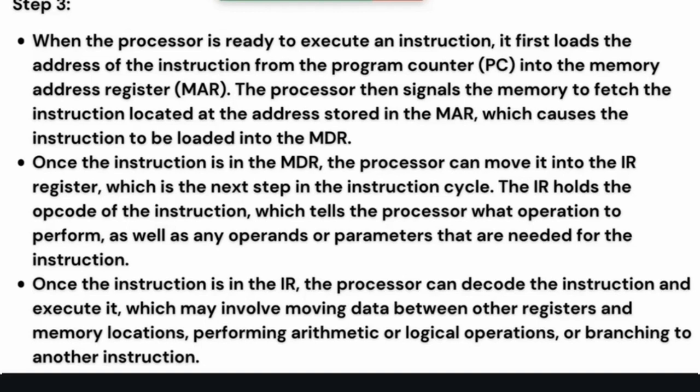The IR holds the opcode of the instruction, which tells the processor what operation to perform, as well as any operands or parameters that are needed for the instruction. Once the instruction is in the IR, the processor can decode the instruction and execute it, which may involve moving data between other registers and memory locations, performing arithmetic or logical operations, or branching to another instruction.